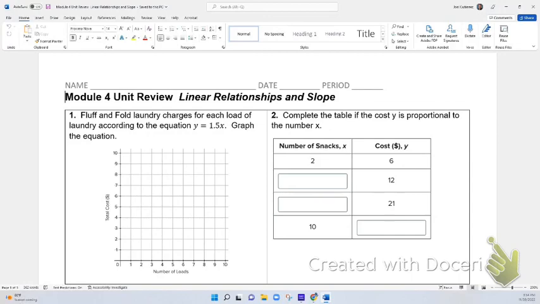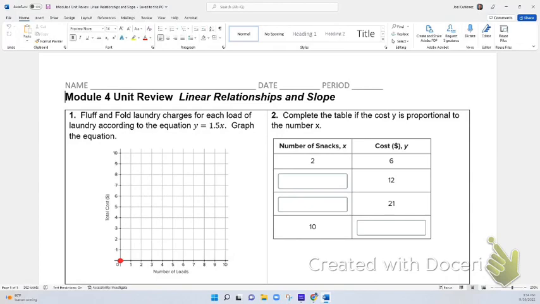So number one, Fluff and Fold laundry charges for each load of laundry according to the equation y equals 1.5x. Graph the equation. If you don't go to Fluff and Fold, obviously you're not going to pay any money. So the first point that I'm going to draw is at (0, 0), because if I'm not doing any laundry, then they're not going to charge me any money. And then for every single load that I do, the slope is 1.5, or $1.50.